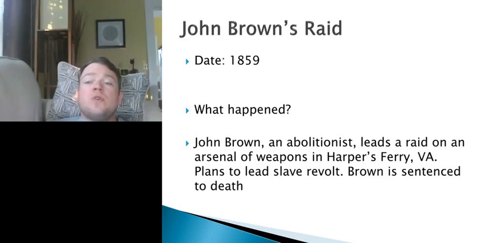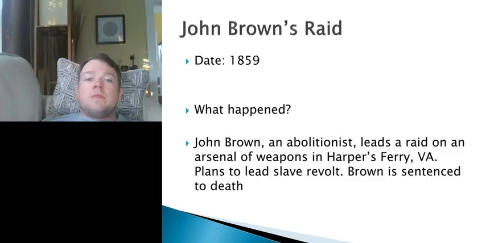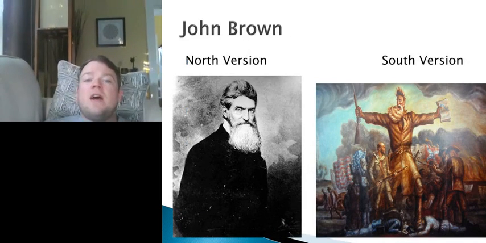He plans to use those weapons to give to slaves to start a slave revolt. Doesn't work. Most of the members of John Brown's party are in fact going to be killed, and he himself is eventually going to be sentenced to death and hung for his efforts to try to bring slave revolt to Virginia. And we can kind of see the two different versions of John Brown.